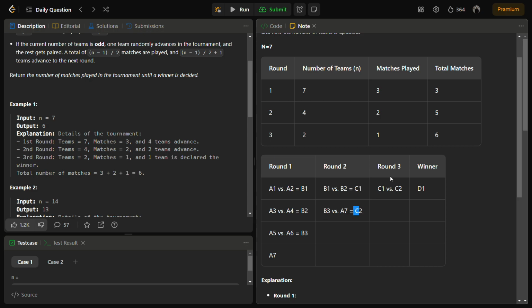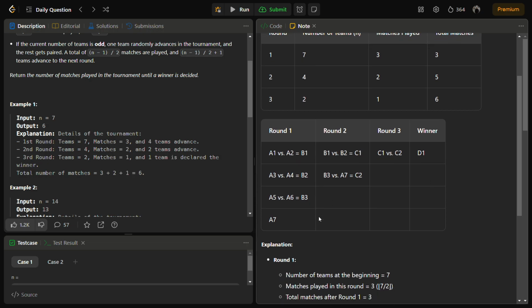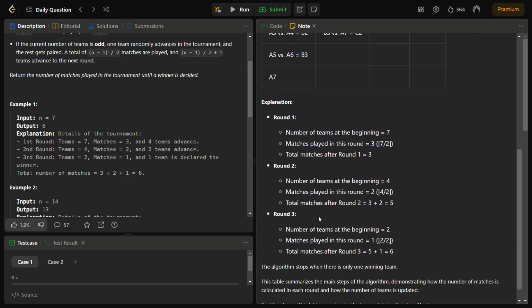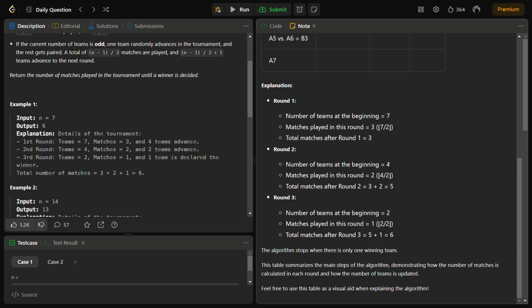In round 3, C1 versus C2 match is happening and the winner becomes D1. So the number of matches becomes 1, 2, 3, 4, 5 and 6: 3 matches in round 1, 2 matches in round 2 and 1 match in round 3, and we finally get the winner. This is how we are going to solve the problem. We are going to take the floor of n by 2 in every round.